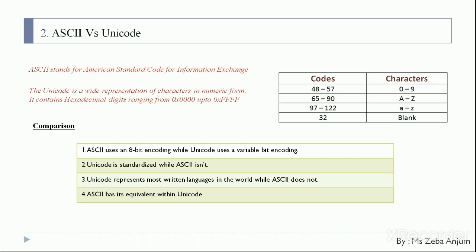That is why most of the languages in the world are written in Unicode representations, and again it is pointing towards your second point, that is Unicode is standardized while ASCII is not. Coming toward your fourth point, ASCII has its equivalent with Unicode. It means for every code present in ASCII value, we have an appropriate equivalent code in Unicode system. But for every other value in Unicode, we do not have an equivalent code in ASCII system. So basically these four are the comparisons between ASCII and Unicode.